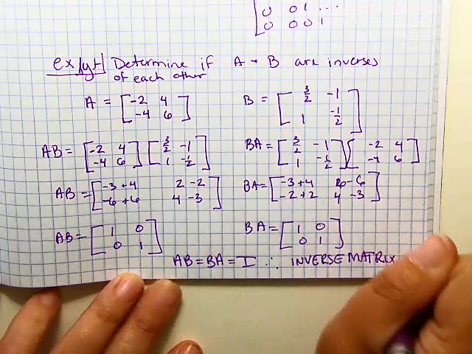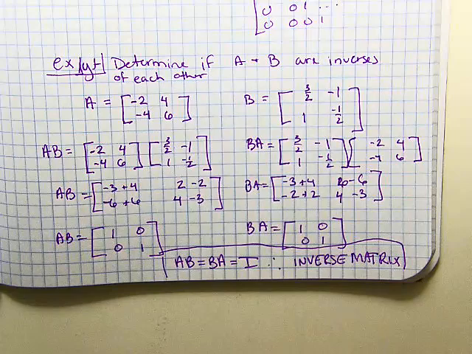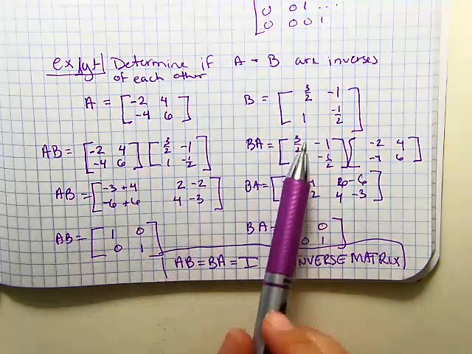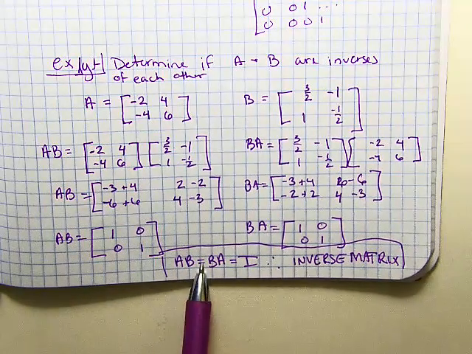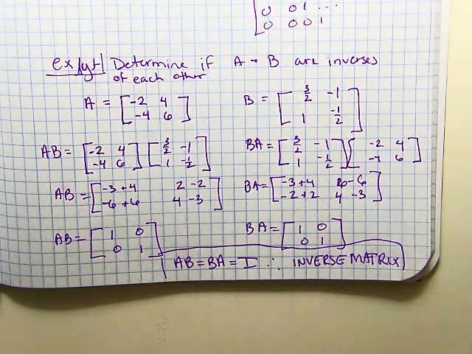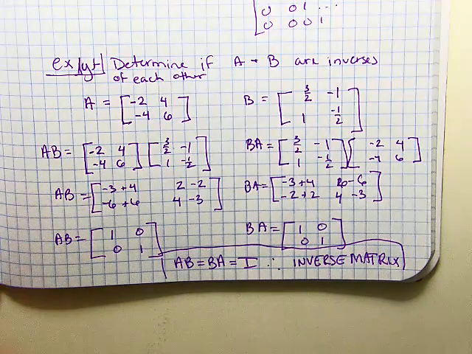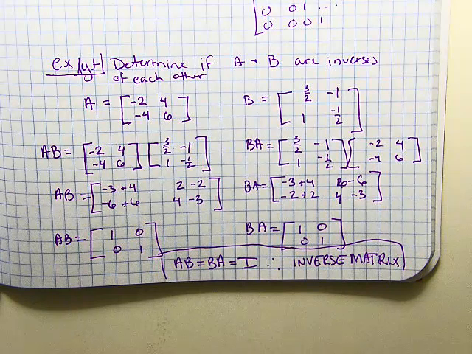So on your test and quiz, if you're asked to verify algebraically, this is what I want you to do. I want you to multiply the two together. And then you'll make this concluding statement. And if you just say AB equals BA, therefore inverse matrix, you're good to go. But you go ahead and say it's I, which is the identity matrix. Woo! If it doesn't equal the identity matrix, they're not inverses.